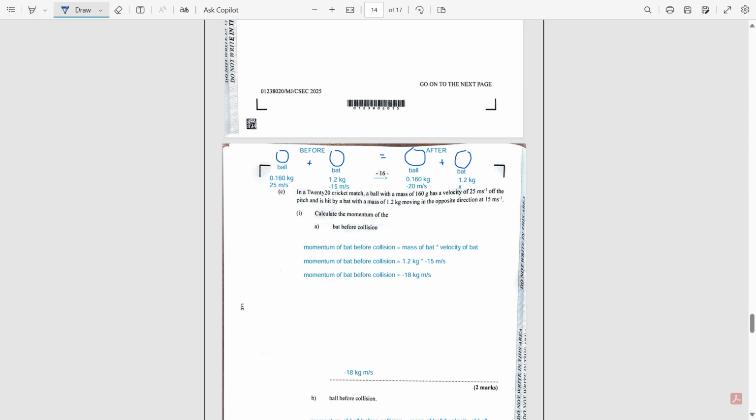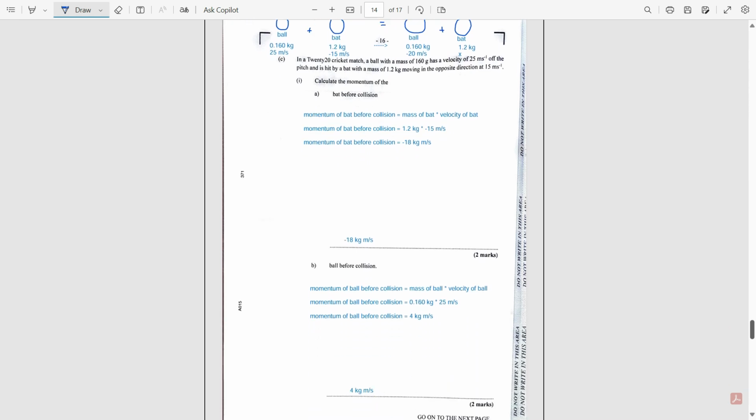So you put the negative sign. And then again, down below, you had to solve this x. So here I have this, and it says calculate the momentum of the bat before collision. So the bat has a mass of 1.2 kilograms, and it was going negative 15 meters per second. So we get the momentum of the bat to be negative 18 kilograms meters per second. And you put that answer on the line. So remember, your space is for your calculation, and the line is for your answer.